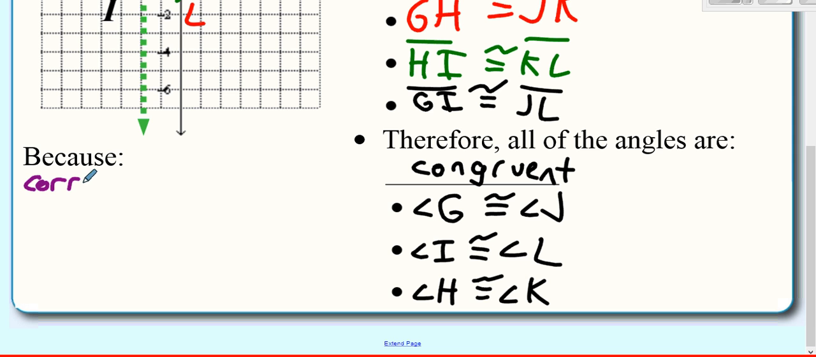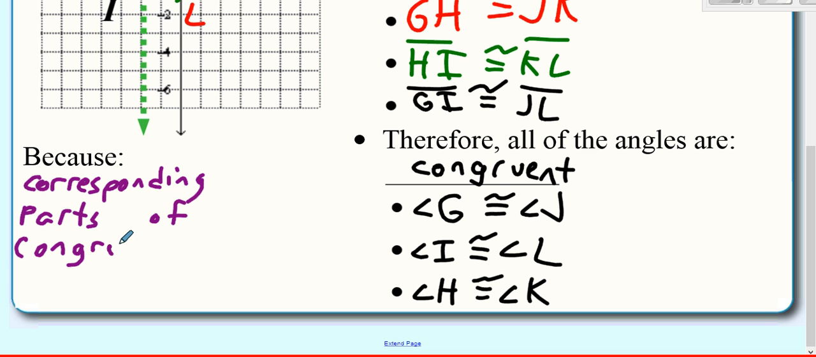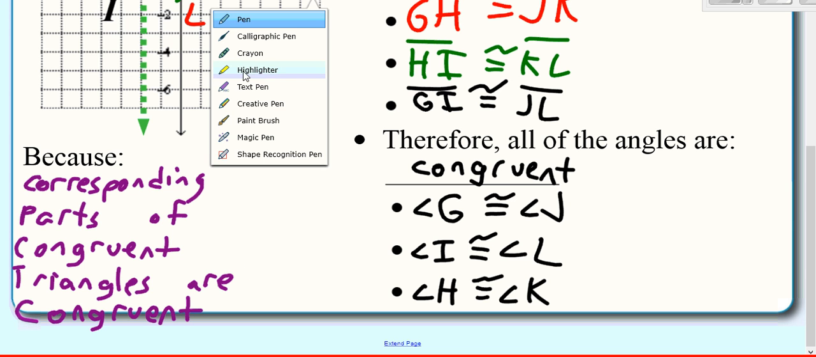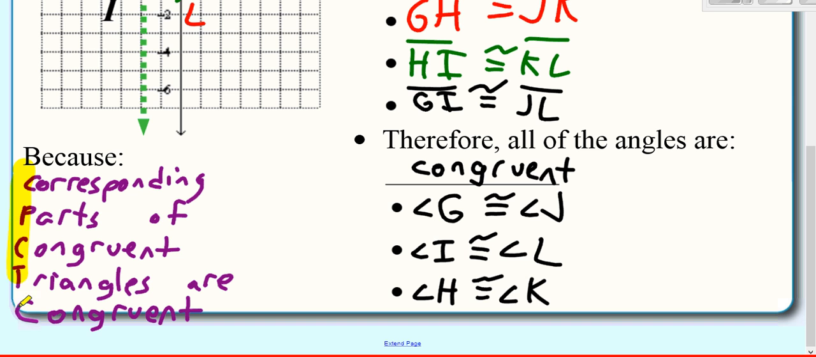Write out the whole phrase again. Corresponding parts of congruent triangles are congruent. Which we abbreviated before, CPCTC.